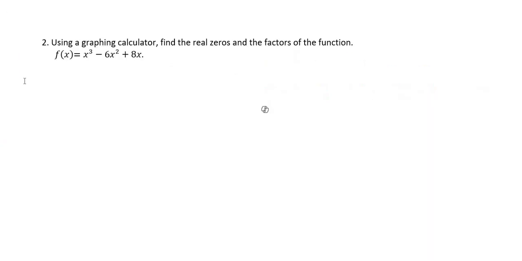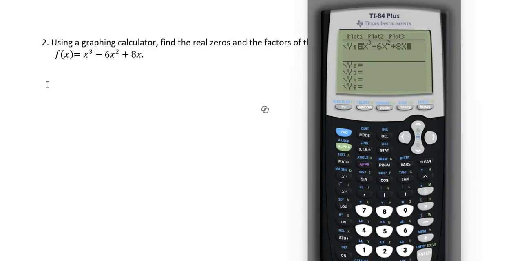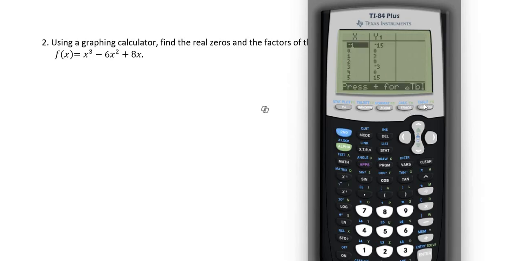Problem 2, using a graphing calculator, find the real zeros and the factors of the function. So here I can see that I've typed my equation into my calculator, and there's actually a couple of things that I can do here. I can look at the graph or I can look at my table, and we're going to look at both real quick. It looks like my graph is crossing at the origin and then at 2 and then again at 4. And I can double check that by looking at the table.